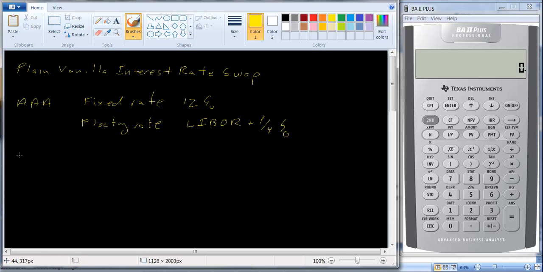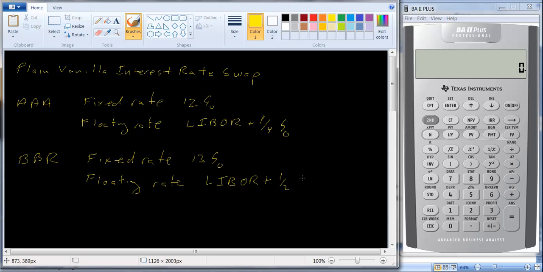And let's say we have a second company called BBB, and they can borrow at a fixed rate of 13% and a floating rate of LIBOR plus 0.5%. Now, as you look at this, you're probably thinking, well, A has a better credit rating and they can borrow in both markets at a cheaper rate. Why would they ever want to swap with B?